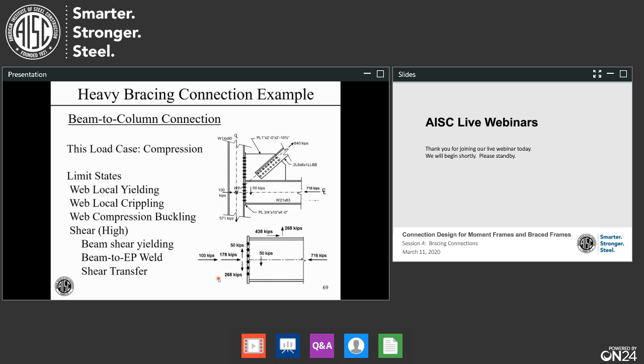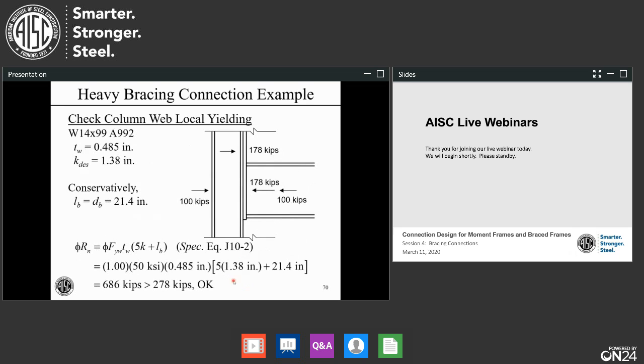Now let's talk a little more about the beam to column connection down here. In this case, this is in compression. You see that we have 178 plus 100 there, and so this is in compression. So therefore, our limit states are going to be web local yielding, web local crippling, and web compression buckling, because we have the opposing force. We have shear along there. It's really high, so we need to check beam shear yielding, beam to end plate weld, and shear transfer. So let's check a couple of those.